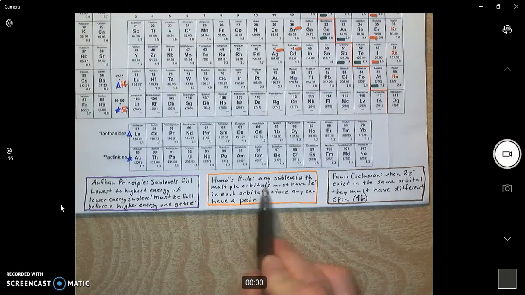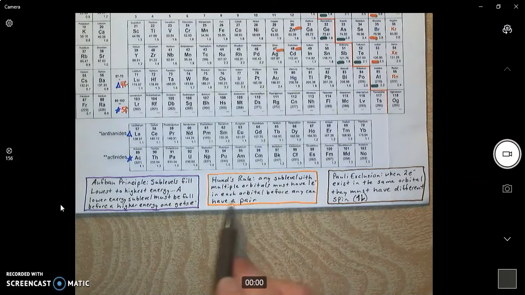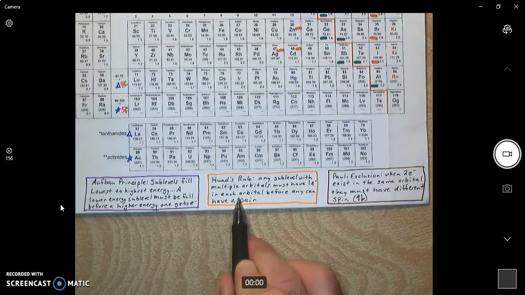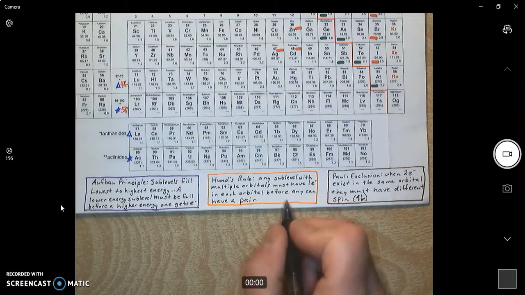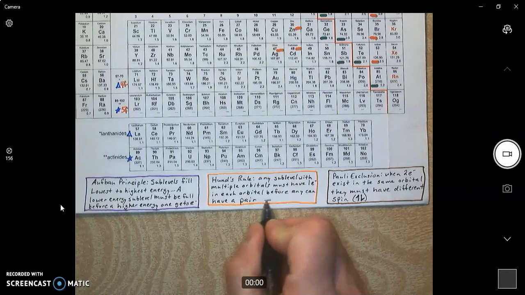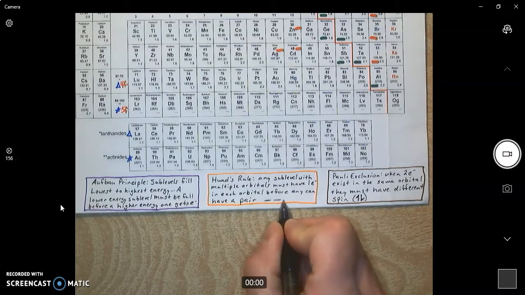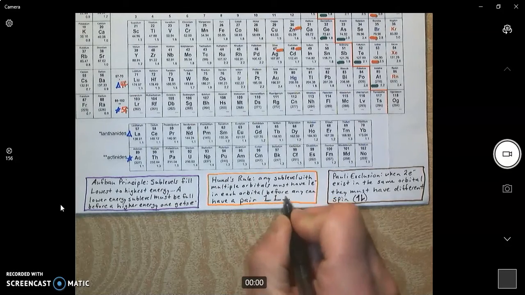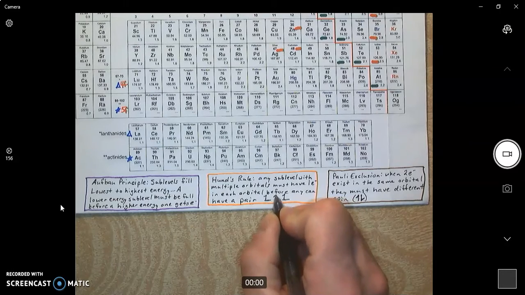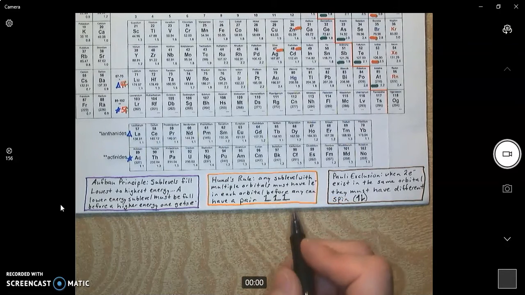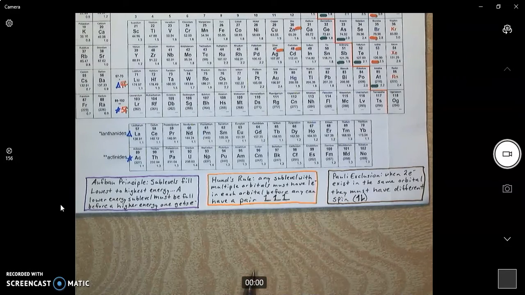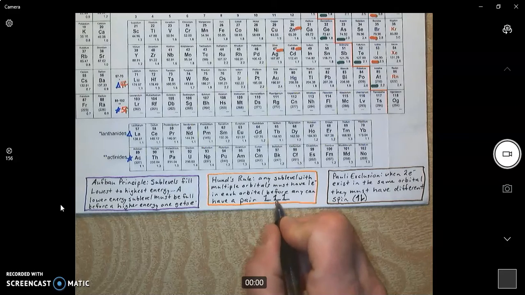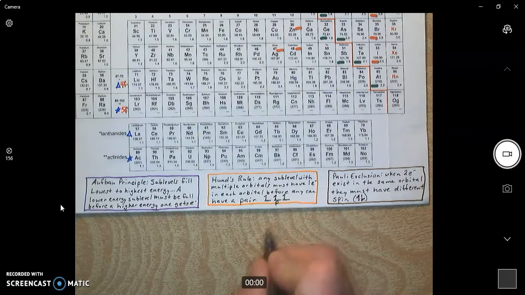Hund's rule says that any sublevel with multiple orbitals, that would be the P's, the D's, and the F's, each orbital must have 1 electron before any can have a pair, which means when we have multiple orbitals, so if we would draw out a P orbital here, you would give each orbital a single up arrow. That would be correct. You would not want to do up, down, up. Each orbital within a sublevel gets a single electron before any orbital gets a pair.